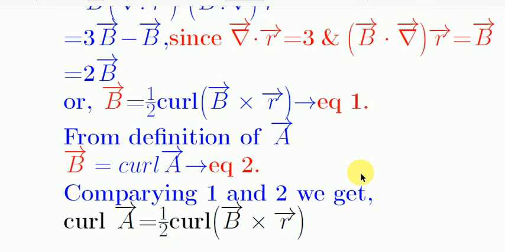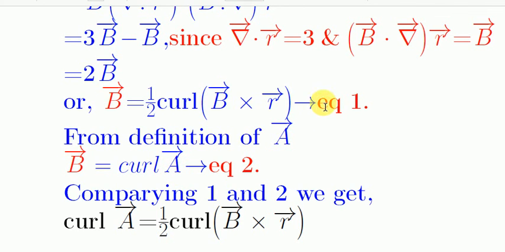Now from the definition of the magnetic vector potential A, we can write B equals curl of A. This is equation 2. In a previous video I already discussed the definition of magnetic vector potential, and how this relation B equals curl of A, or B equals del cross A, comes. You can see it there.